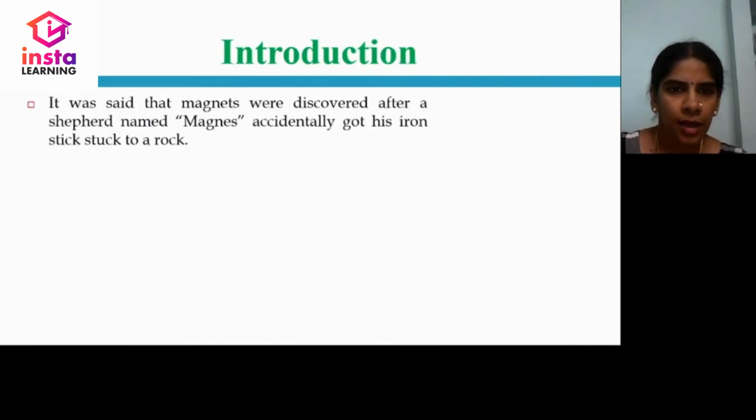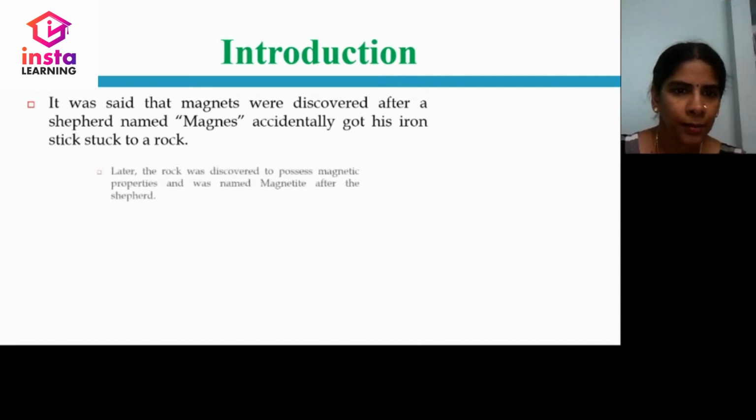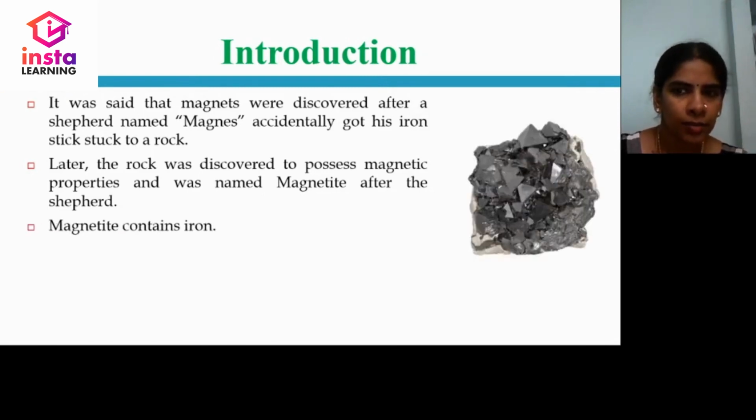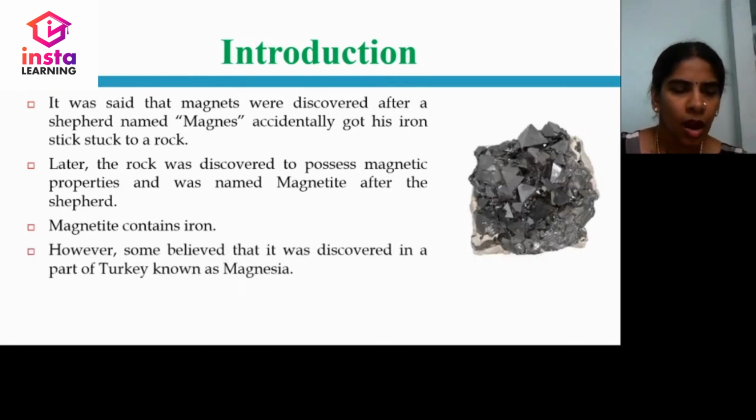It was said that magnets were discovered after a shepherd named Magnus accidentally got his iron stick stuck to a rock. Later, the rock was discovered to possess magnetic properties and was named magnetite after the shepherd. Magnetite contains iron. However, some believe that it was discovered in a part of Turkey known as Magnesia.